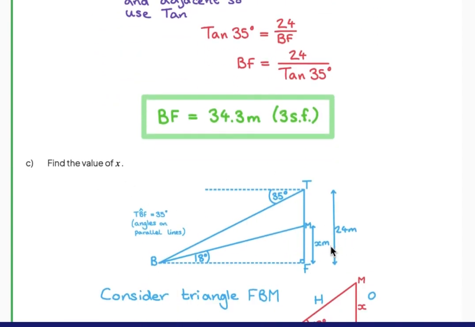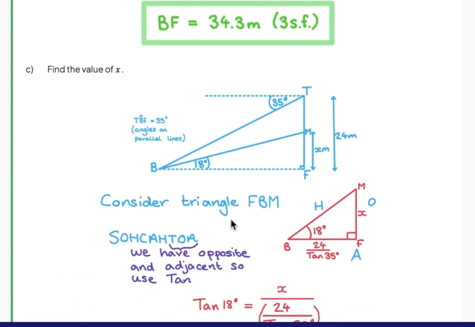The C part is to find this from the foot of the cliff to the flag marker. Find the value of x. Here we're also going to use a trigonometrical relation. We can bring out the small triangle by simply saying, consider this triangle FMB.